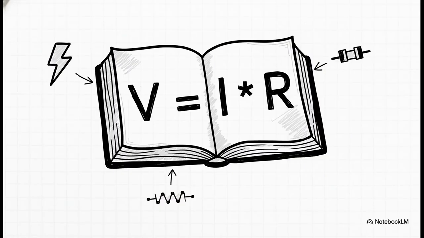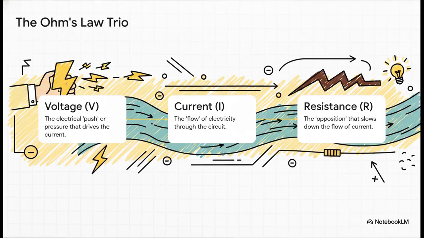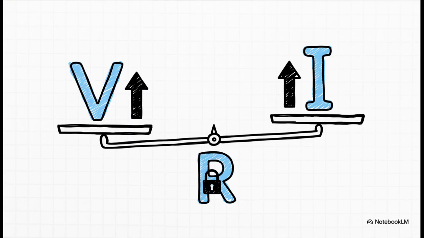All right, this all gets tied together by one simple but super important rule: Ohm's law. Think of it this way. Voltage is the push, current is the flow, and resistance is the opposition. Basically, more push means more flow, as long as the resistance doesn't change.